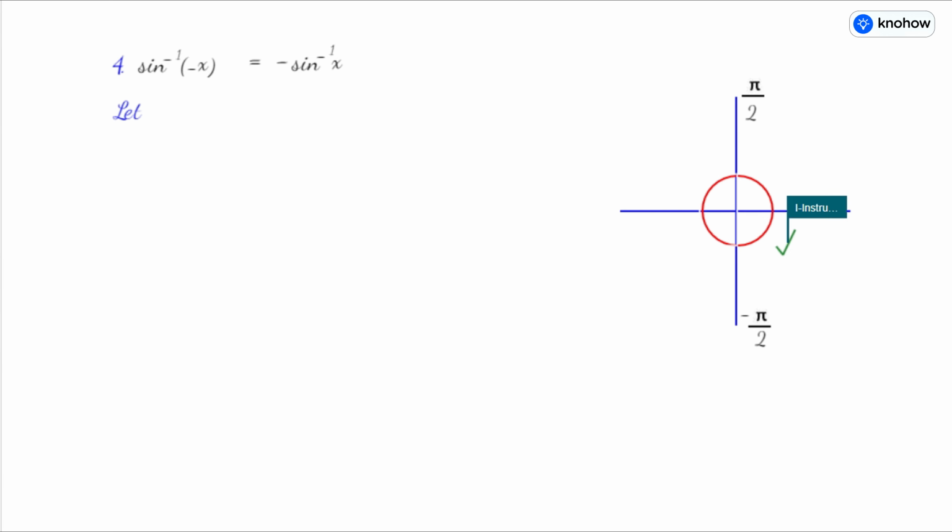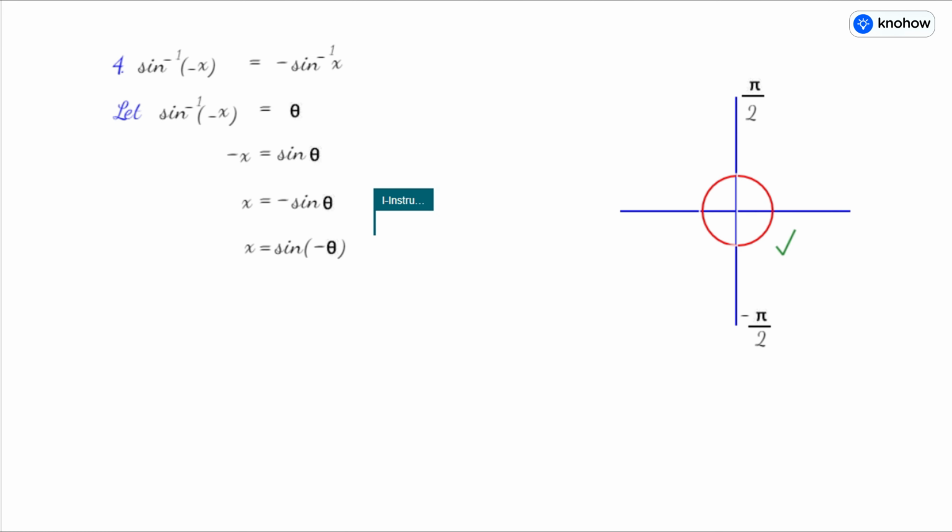Let sine inverse of negative x equal to theta. And as I told you earlier, take sine on the other side. So negative x equal to sine theta. Shift the negative sign to the right: x is equal to negative sine theta. Now sine is negative in the third quadrant and fourth quadrant. But as per principal value branch, we can take it only between negative pi by 2 to pi by 2. So we should adjust this negative sign like this, that is x is equal to sine of negative theta. Is this clear to you?